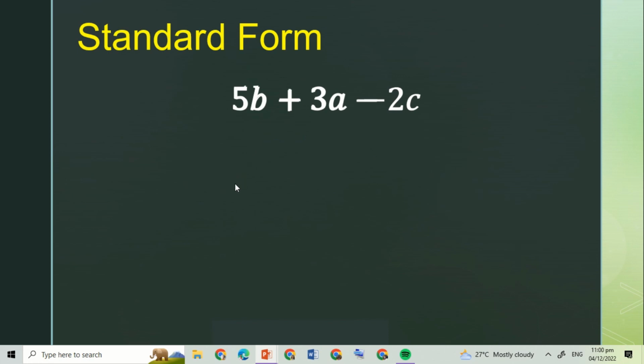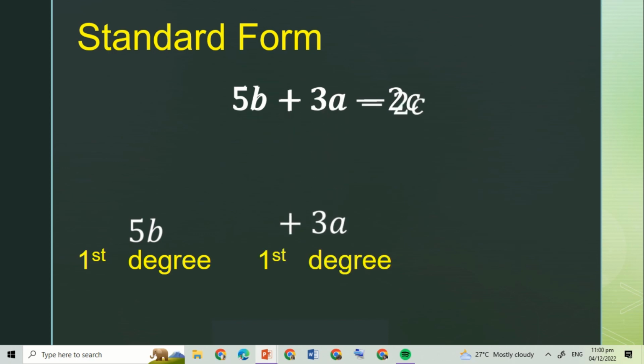Now, let us have another example. Write 5b plus 3a minus 2c in standard form. In this case, 5b is first degree, 3a first degree, negative 2c is also first degree since the exponent of each variable is the same, which is 1. Now, how to write a polynomial whose terms have the same degree? Like in this case, they are all first degree.